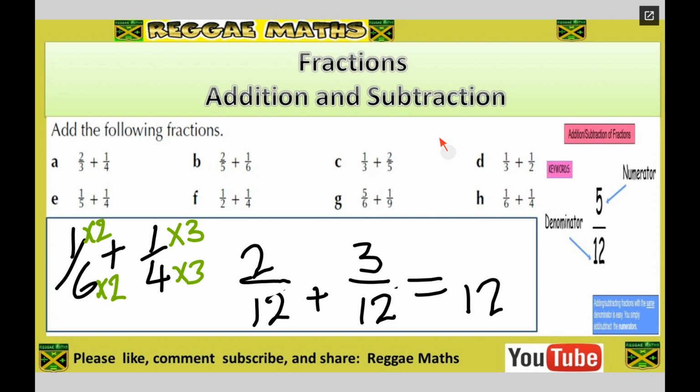So 2 plus 3 is 5. So you can see here the golden rule when adding fractions: you only add the numerator, the denominator remains the same.